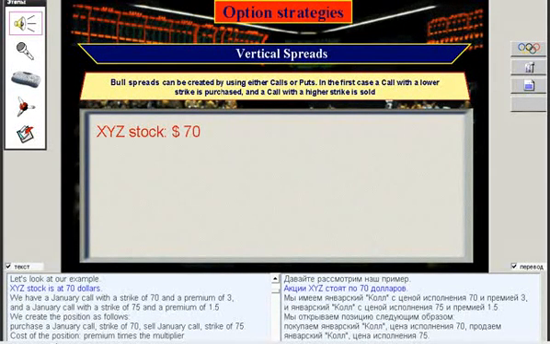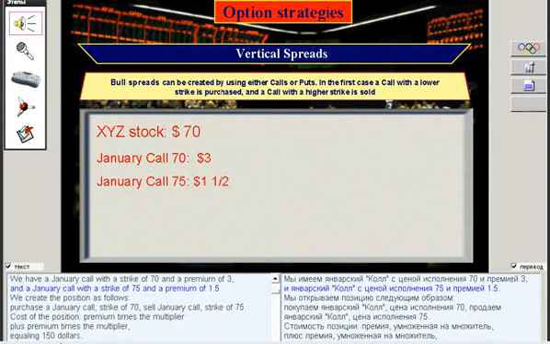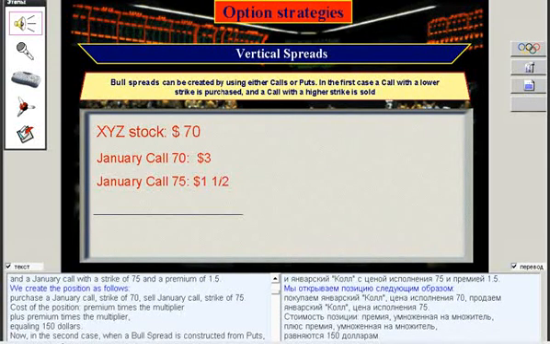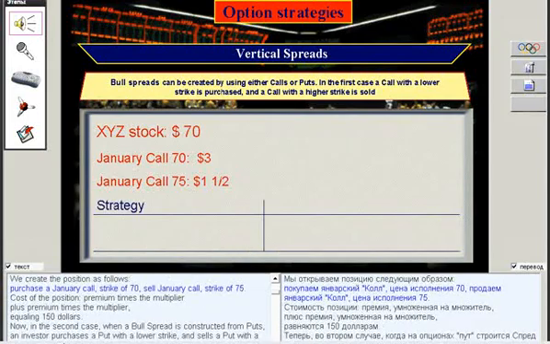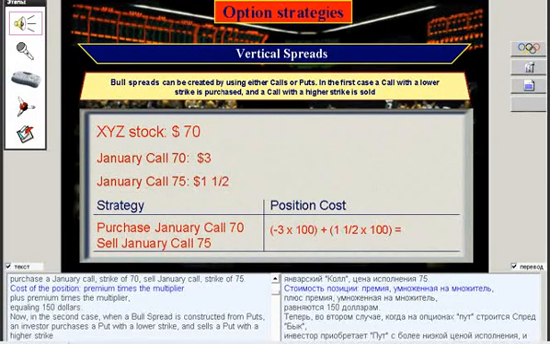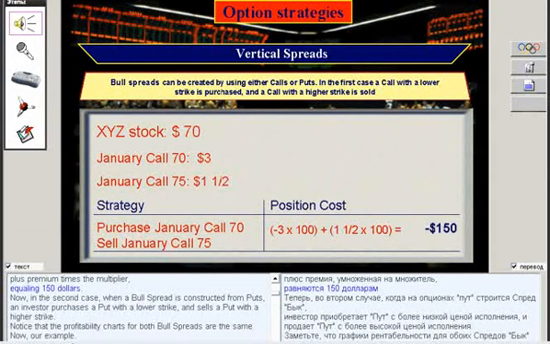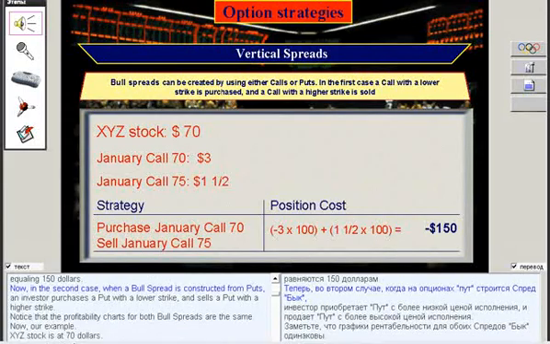XYZ stock is at $70. We have a January call with a strike of 70 and a premium of 3, and a January call with a strike of 75 and a premium of 1.5. We create the position as follows. Purchase a January call, strike of 70. Sell a January call, strike of 75. Cost of the position: premium times a multiplier plus premium times a multiplier, equaling $150.